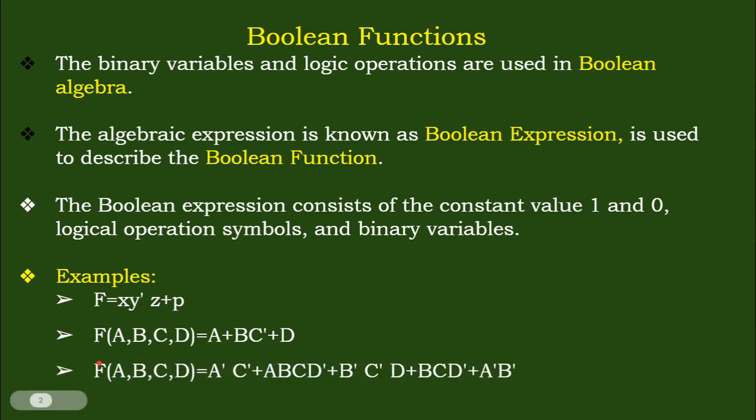Another example, f of A, B, C, D is equal to A bar C bar plus A B C D bar plus B bar C bar D plus B C D bar plus A bar B bar. So that means here the variables A, B, C, D may be either in the normal form as well as the complement form. Here somewhere the A is in the A bar or A dash form and somewhere it is in the normal form. So it can be in both the normal form and the complement form.